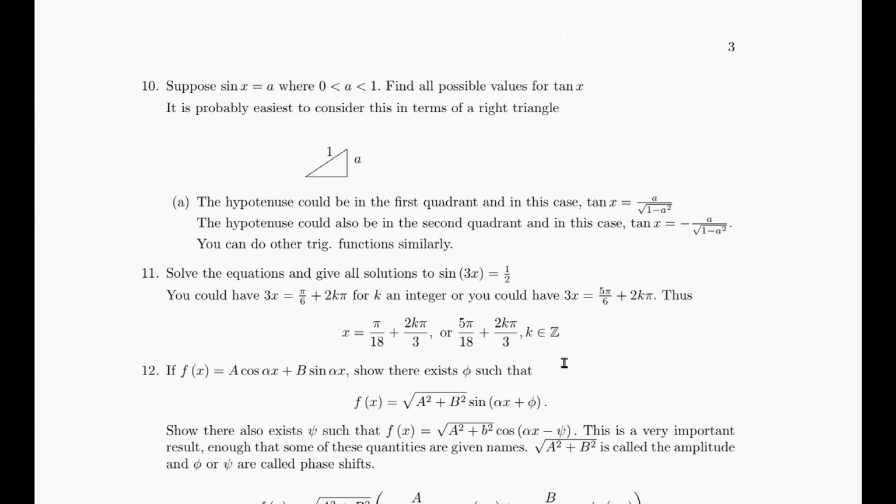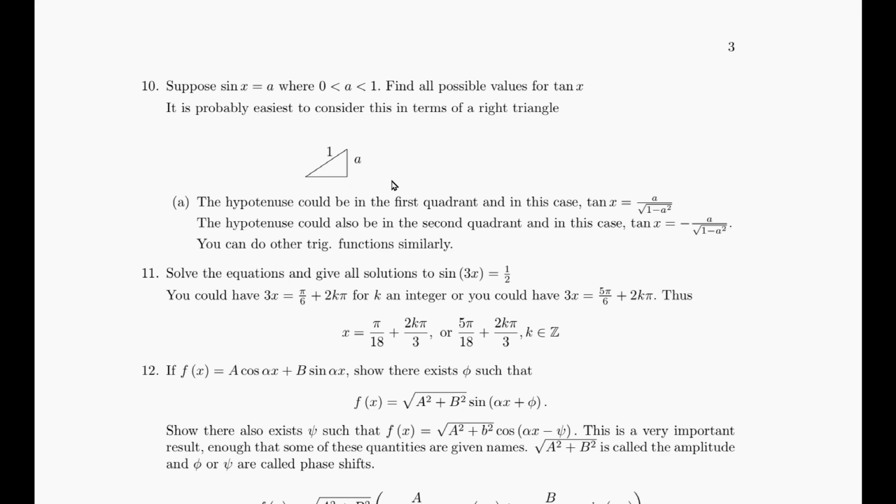Okay, if you know the sine of x is equal to a, where a is something between 0 and 1, find all possible values for the tangent of x. Well, let's consider it in a triangle like this. This is a, so this side would be the square root of 1 minus a squared. And so the tangent of x would be a divided by the square root of 1 minus a squared.